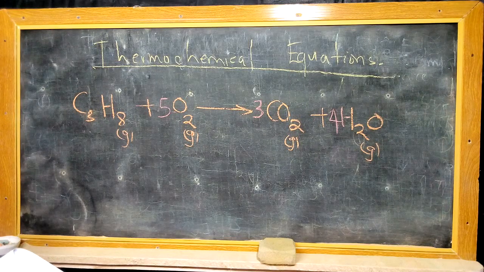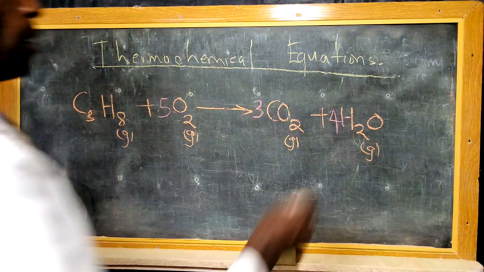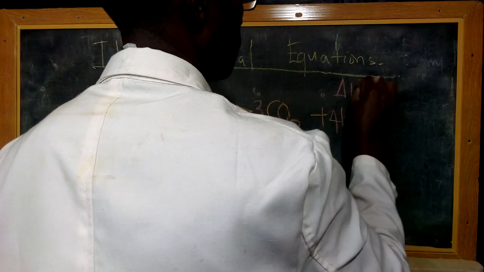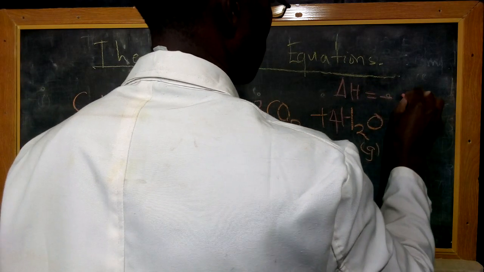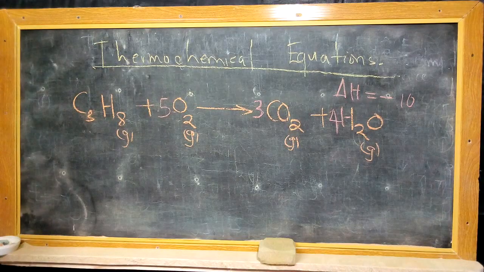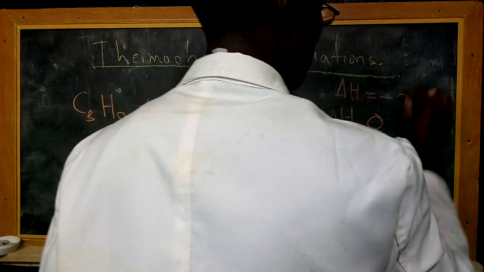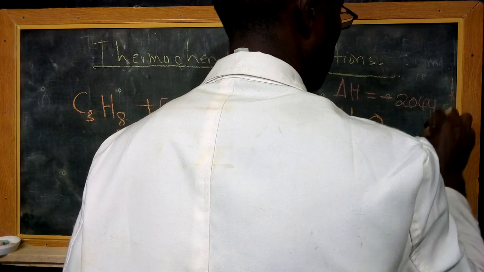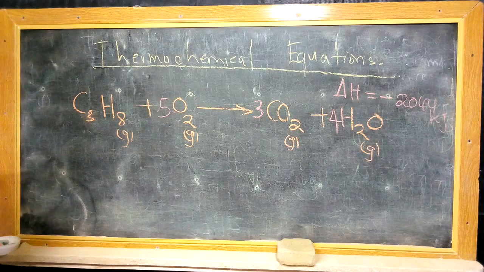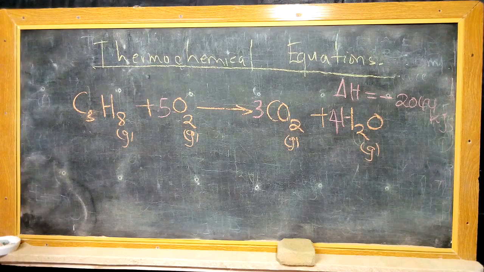And now the heat that is evolved from that kind of reaction, as an exothermic reaction, we shall have change in enthalpy equal to negative 2044 kilojoules to form those particular products. That's a combustion process.